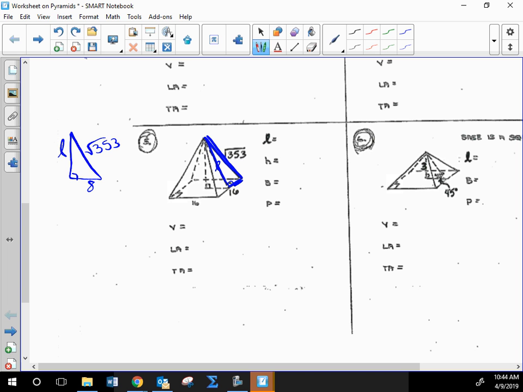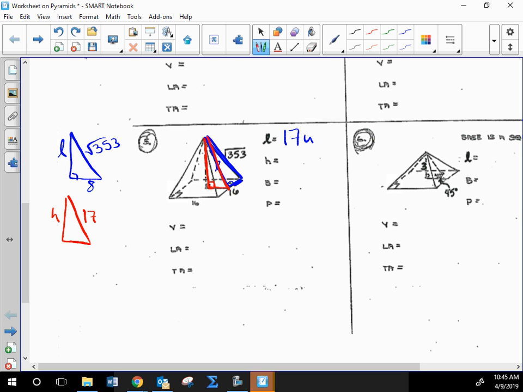All right, what did we get for our slant height? 17. Now we need to do another triangle. So now we're going to do the triangle that uses the height of the object going out to my slant height, 17.